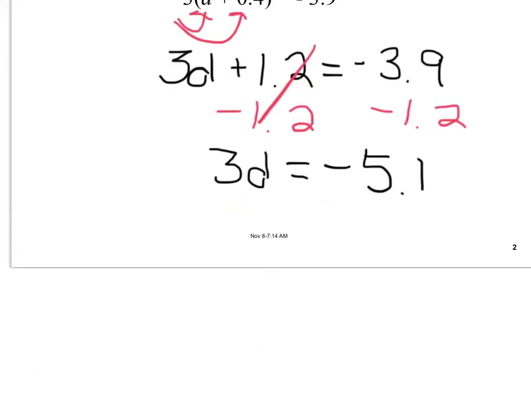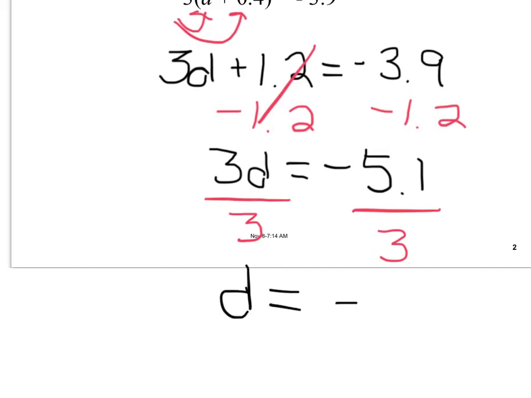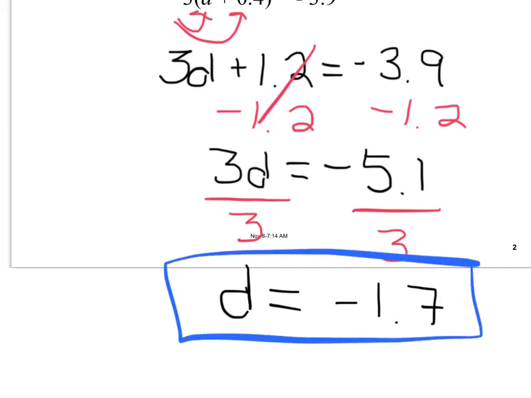Our last step now is isolate d on its own. So we will divide by 3 on both sides. It is being multiplied by d. So finally we have d by itself equals negative 1.7. So there is your final answer for our first example.